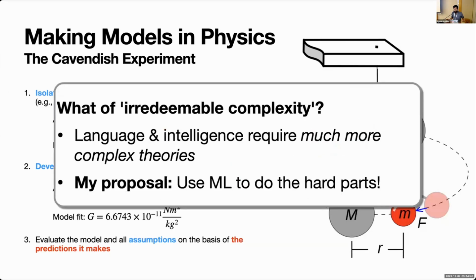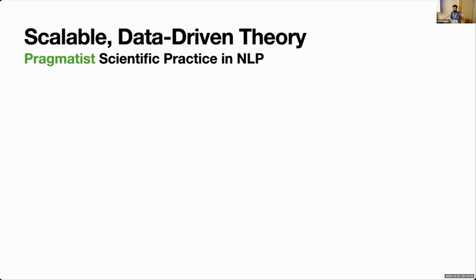There's a problem, which is Rich Sutton's bitter lesson of irredeemable complexity. The problem that I said earlier was with the rationalist approach. How do we even come up with the right theories? And what I think we need to do is we need to use ML to help us do the hard parts. So here's my proposed program, which I call scalable data-driven theory.